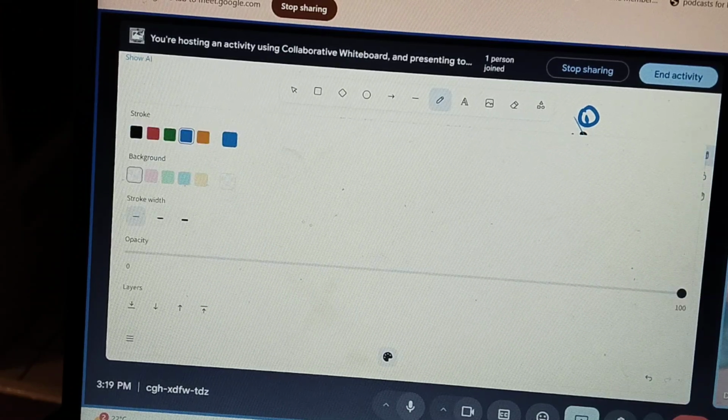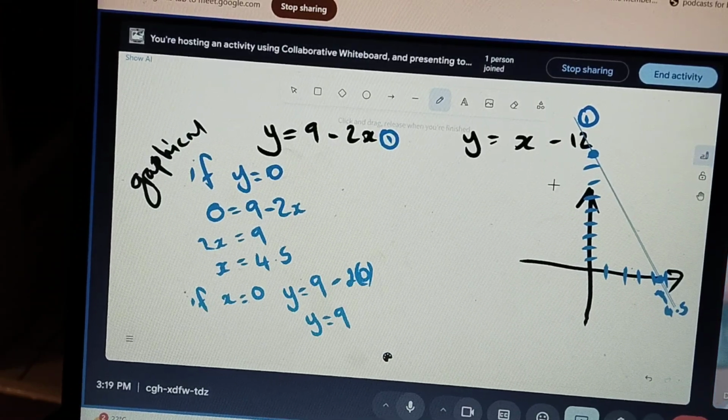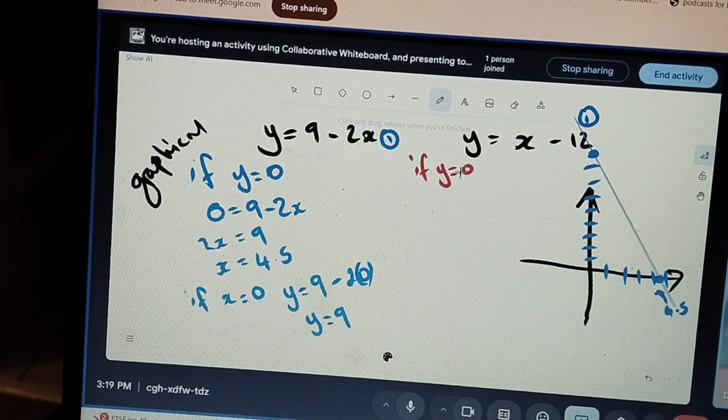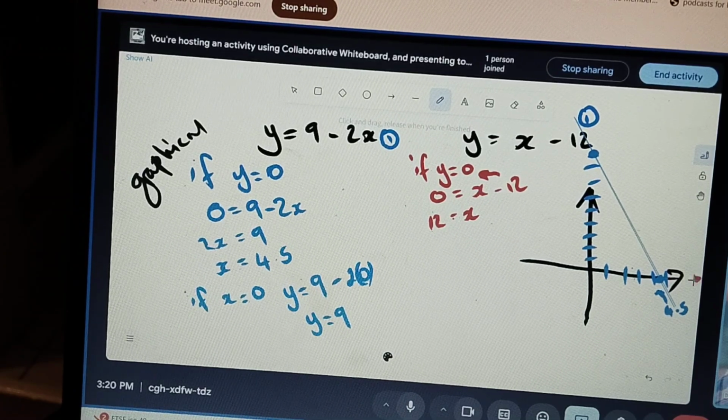The next graph I'm going to do in red. Yay! Now with this one, if y equals 0, 0 equals x minus 12. Take your 12 over. So I'm going to take the 12 over, the sign is already negative. And 12 equals x. Oh sure, but that's like way down. Okay, pretend that's 12.